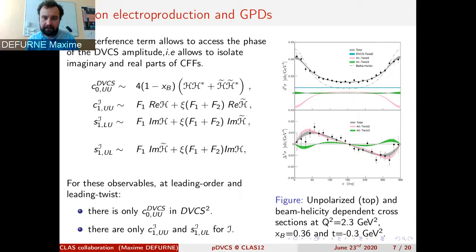And finally, this was only for an unpolarized target, but if you decide to look at a longitudinally polarized target, you can see that you switch your sensitivity between the imaginary part of the Compton form factor H and the imaginary part of H tilde. So by playing with the polarization of the target, you get privileged access to different Compton form factors.